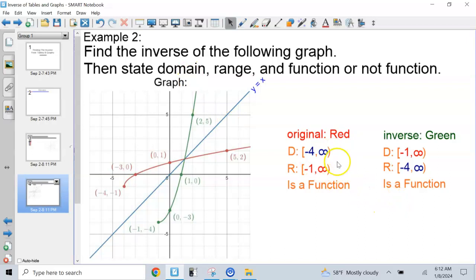Notice that the domain and range switch. So from -4 to infinity, that became the range. Then -1 to infinity, that became the domain.